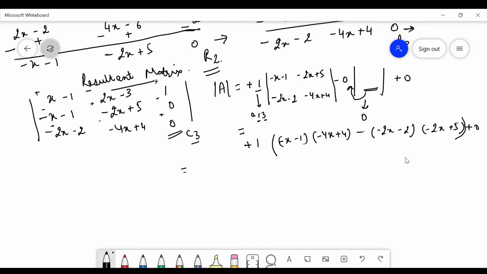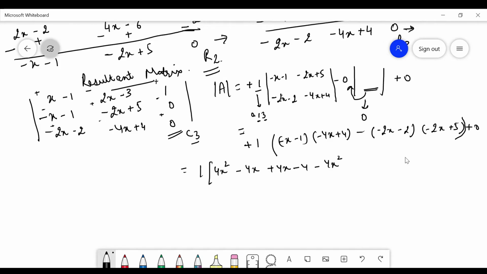I will write here 1 into minus x into minus 4x, I will get 4x here, and next is minus x into 4, I will get minus 4x, minus 1 into minus 4x, I will get plus 4x, and minus 1 into plus 4, I will get minus 4. So minus 2x into minus 2x gives me 4x square, and here we have a minus sign, so I will write here minus 4x square.